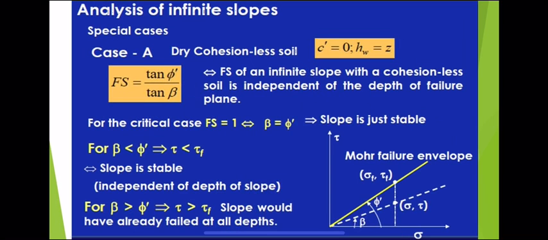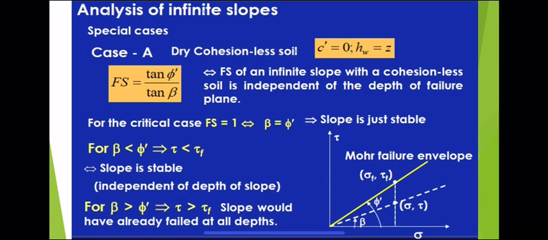Factor of safety of an infinite slope with a cohesionless soil is independent of the depth of the failure plane. For a critical case, factor of safety equal to 1 tends to beta equal to phi dash. The slope is just stable when we are taking beta equal to phi dash. When beta is greater than phi dash, tau is greater than tau f, meaning shear strength is greater than shear strength at failure. Slope stable, independent of depth of slope.